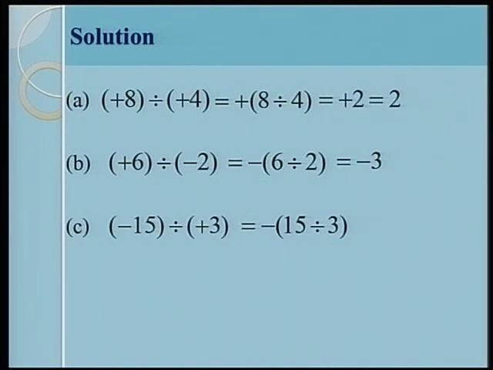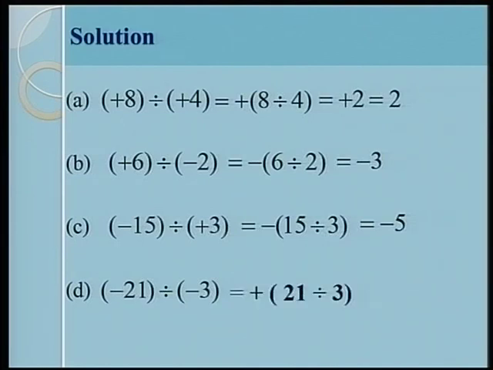We then divide 15 by 3 to obtain negative 5. We now look at the solution for part D. Negative 21 divided by negative 3. Here we are dividing two negative numbers, and you know, students, whenever you're dividing two negatives, you will obtain one positive answer. So 21 divided by 3, you will obtain positive 7, and there is no need to write the positive sign in front of 7.